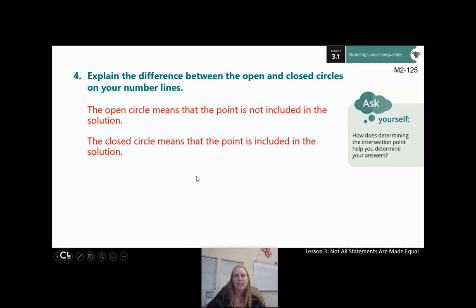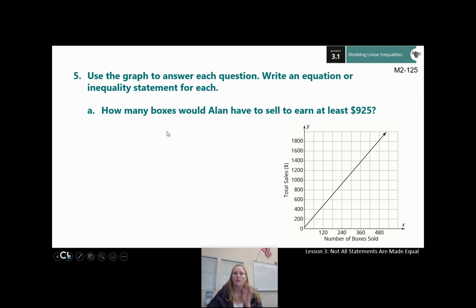We keep playing with 1600, but here's what I would like you to do. I have several questions here for you to answer on number 5. I got a few parts for you to do. So on number 5, I would like you to answer A, B, and C. Feel free to use the graph to help you do that. So go ahead and work that out and then hit play when you're ready to check your work for A, B, and C.